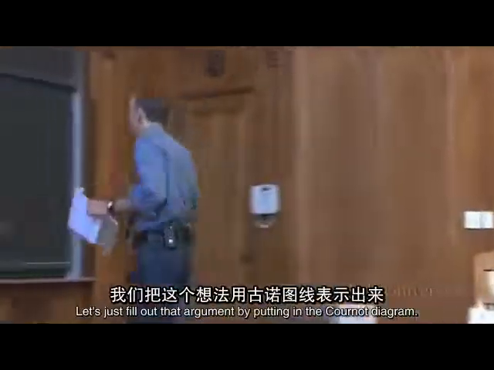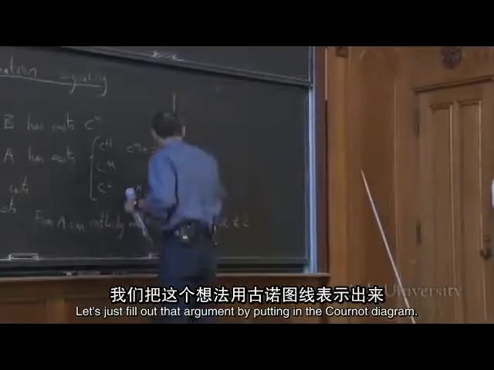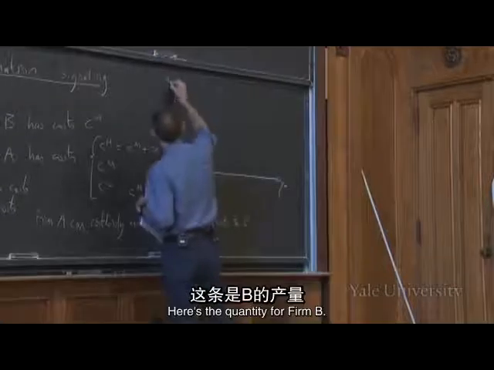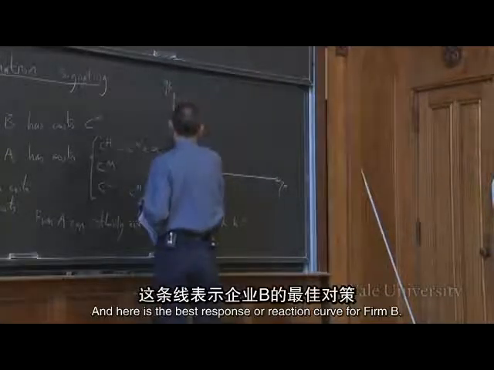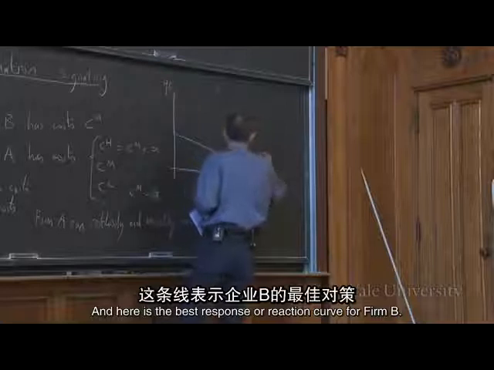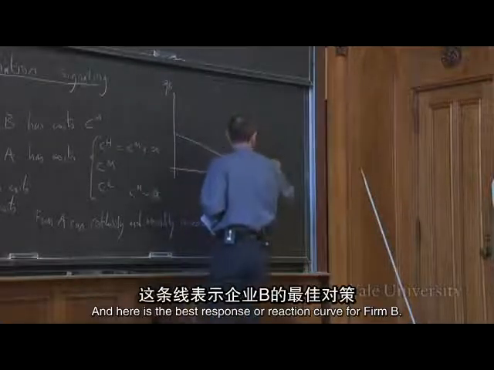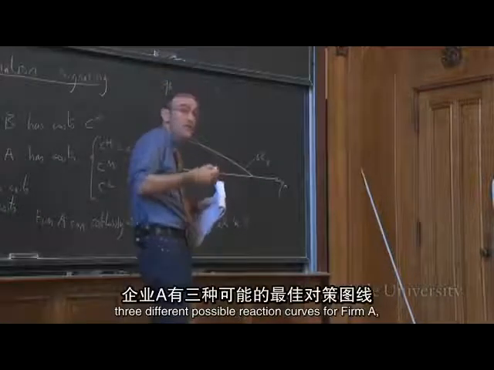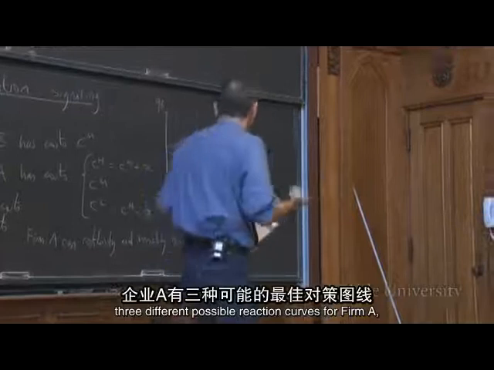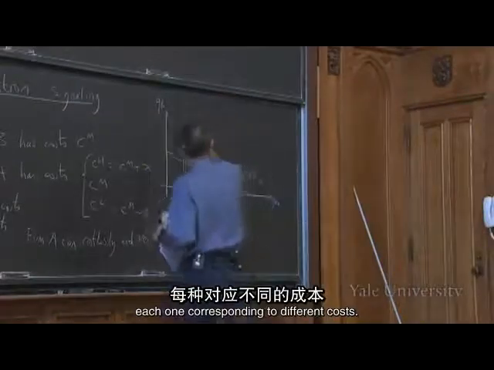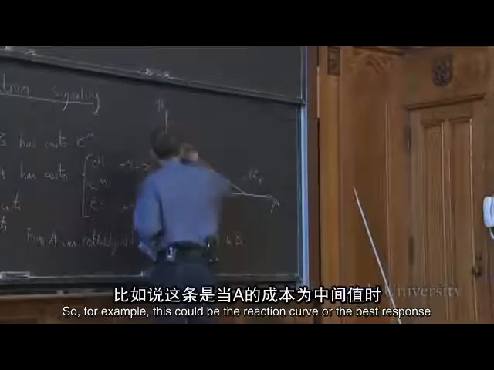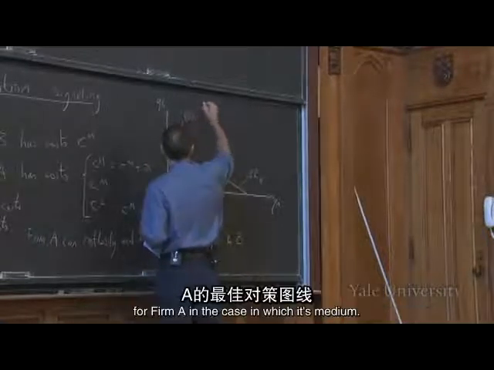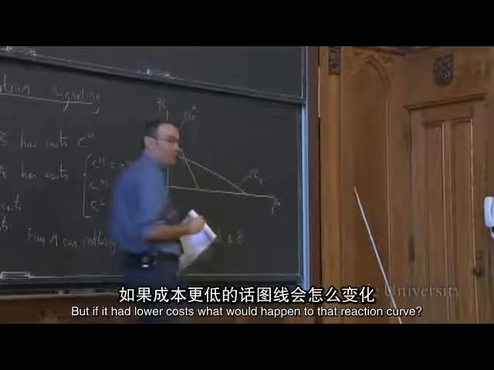Let's just fill out that argument by putting in the Cournot diagram. So here's the Cournot diagram. Here's the quantity for firm A. Here's the quantity for firm B. And here is the best response or reaction curve for firm B. All right? And in this picture, there's going to be 3 different possible reaction curves for firm A, each one corresponding to different costs. So, for example, this could be the reaction curve or the best response for firm A in the case in which it's medium. All right?